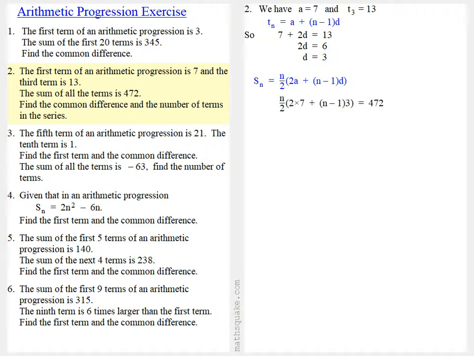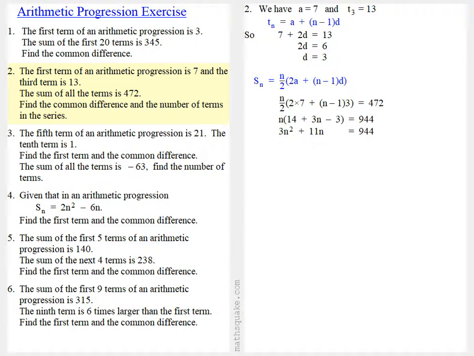And if we substitute d as 3, and the sum of the first n terms as 472, we get n over 2 into 2 times 7 plus n minus 1 times 3 is equal to 472. If we double both sides, we get n into 14 plus 3n minus 3 equals 944, or we can expand the bracket and simplify and get 3n squared plus 11n equals 944.